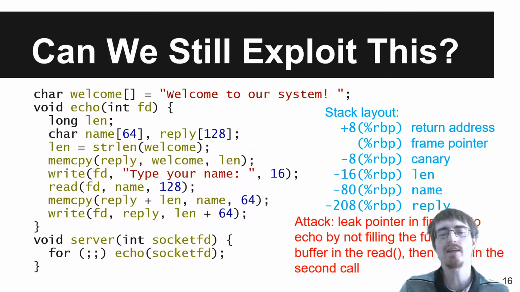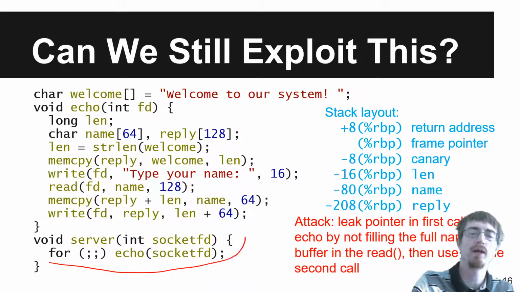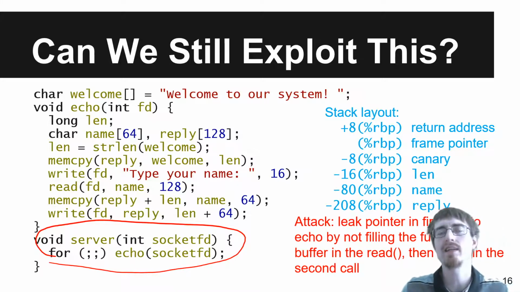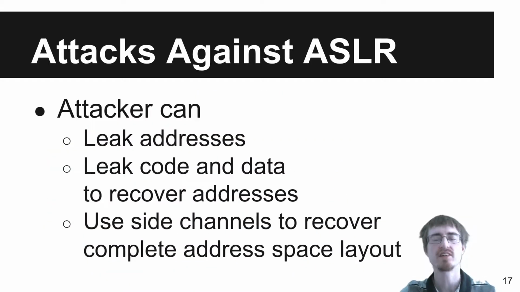And now we critically rely on the fact that there's a loop here. The loop means that after the first attempt, where we leaked the pointer, we can try again. Well, now that we leaked the pointer, we know all the relevant addresses, and we can simply perform the attack as we have done before. ASLR, as I mentioned, is also not foolproof. We can bypass it by leaking the addresses, but we can also do other things.